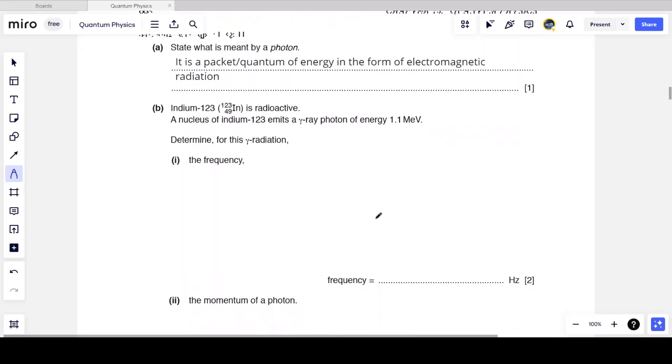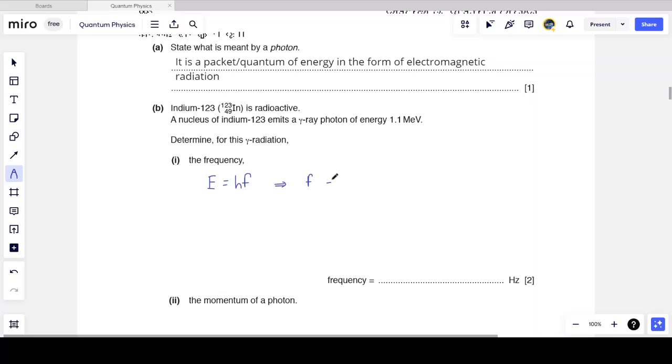For B, we are told that indium-123 is radioactive. A nucleus of indium-123 emits a gamma ray photon of energy 1.1 mega electron volts. Determine for this gamma radiation the frequency. Again, this is something that we do in our sleep. E is hf. I know the energy. I know h is a constant. I can find the frequency.